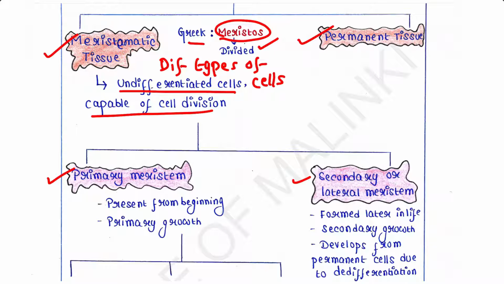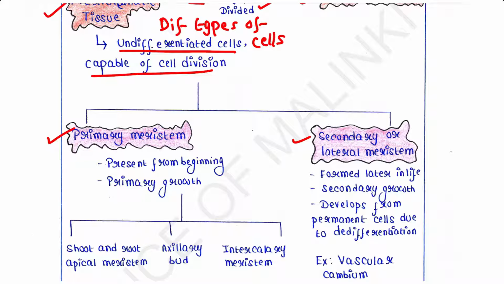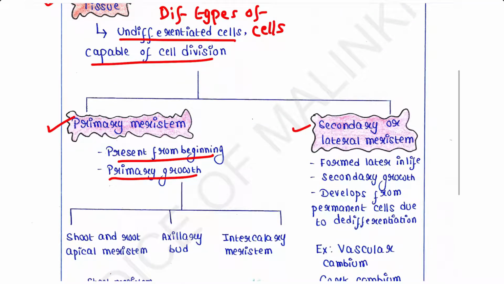Primary meristem is present from the beginning. That means from the birth of a plant and contribute to the primary growth of plant. Now primary growth is the vertical growth. That is increase in length of shoot and root. That is the primary growth.